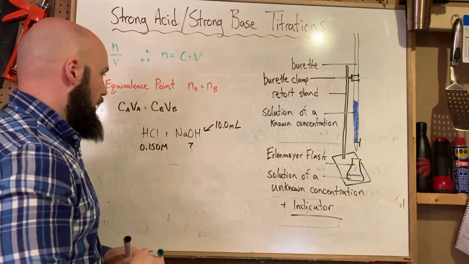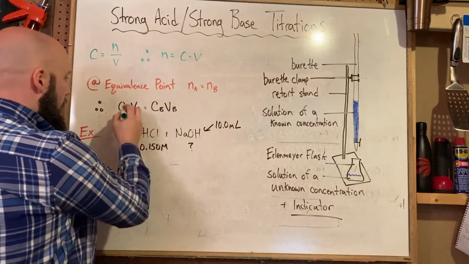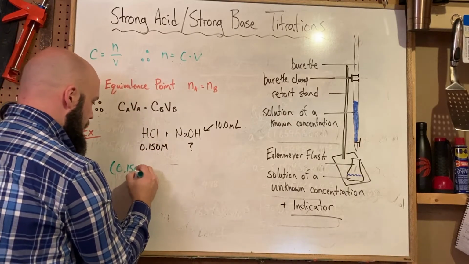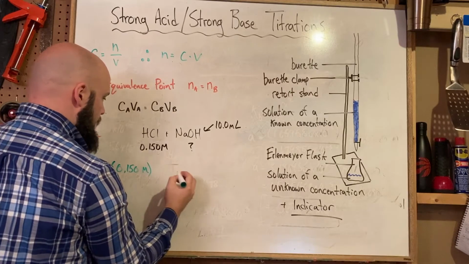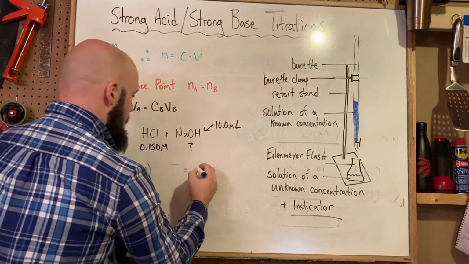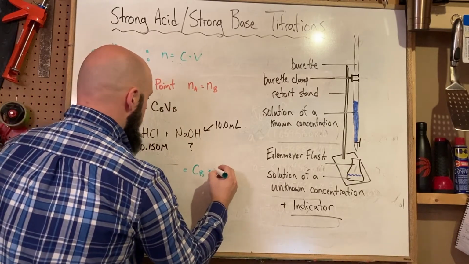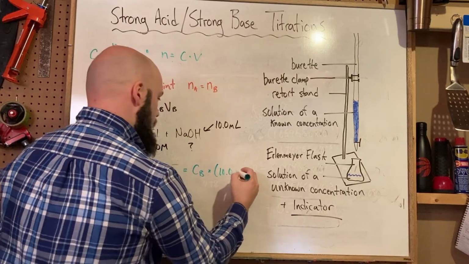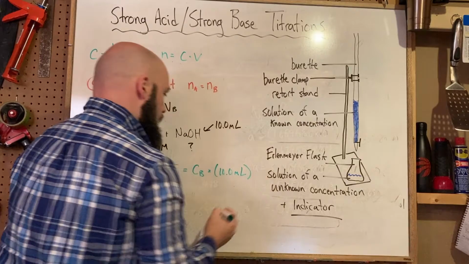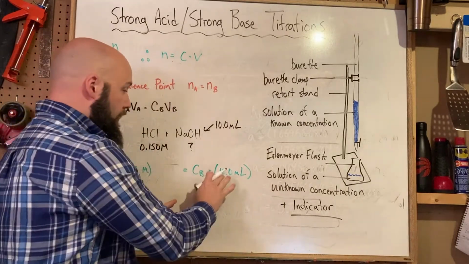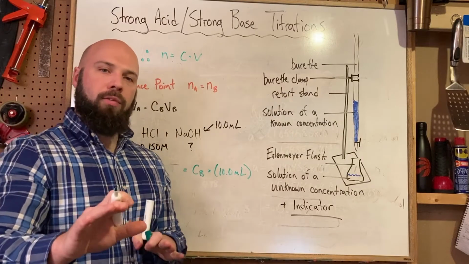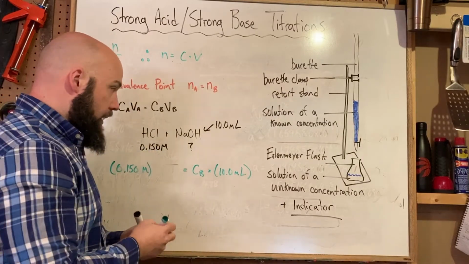NaOH solution. So the concentration of our acid is going to be 0.150 moles per liter, and that's going to be equal to the concentration of our base times the volume, 10.0 milliliters. I'm going to leave the unit in milliliters for now, and I'll explain why in a second.